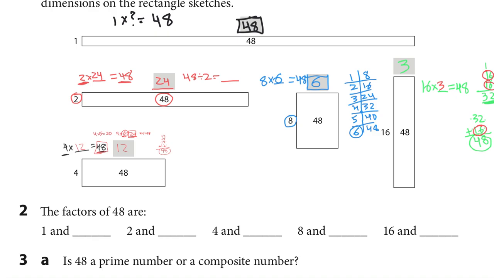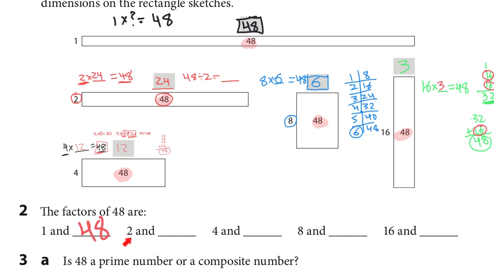No matter what, multiplying all of those pairs gives you the same answer, which is why it says 48 inside each rectangle, because that's what happens when you multiply those pairs. So let's put them in. So 1 and 48, 1 and, what are we missing? The 48.